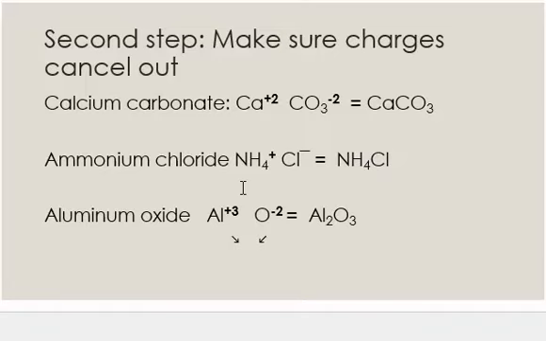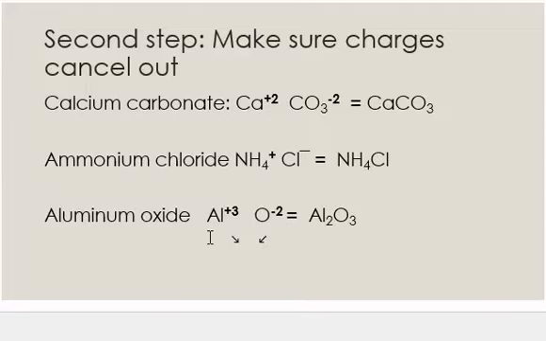Ammonium chloride is also comprised of ions of opposite charges. Ammonium has a +1 charge and chloride has a -1 charge. Thus, these ions cancel out in a 1-to-1 ratio, and the formula for ammonium chloride is capital N, capital H subscript 4, capital C lowercase l.